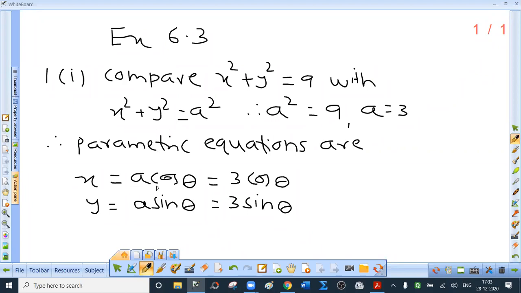X equal to a cos theta. See, we have done this in trigonometry also. X is cos theta, y is sin theta. But in that case, it was unit circle, means radius was unity, that is 1. Here radius is a, so x is a cos theta, that is 3 cos theta in this case. And what is y? Y is nothing but 3 sin theta. Okay, so these are the parametric equations.